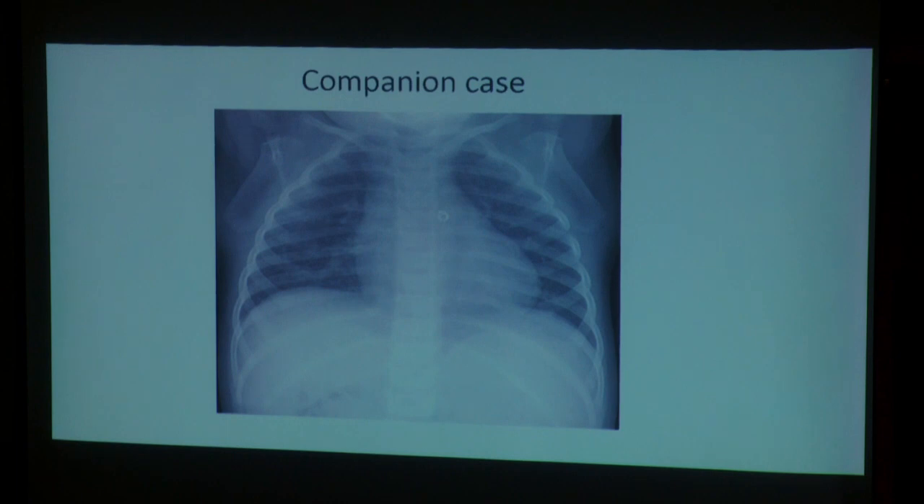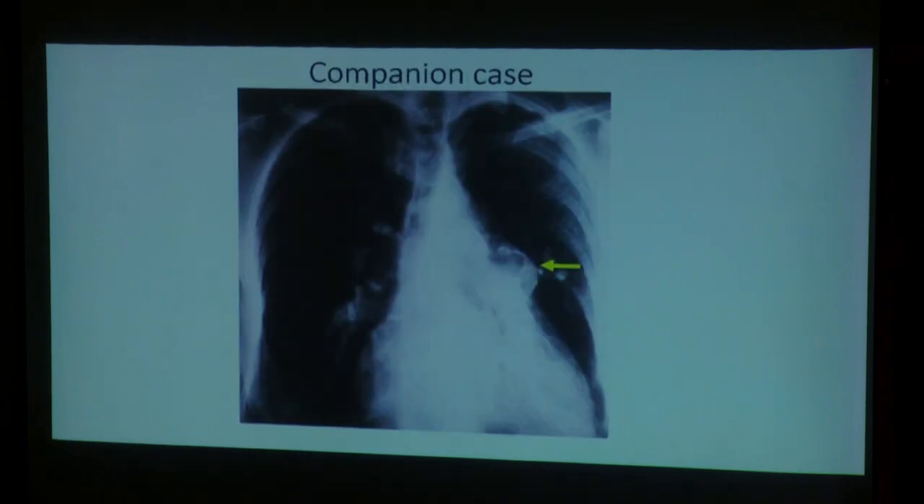This is another companion case. What is it? It's a case of PDA. How is it treated? Patent ductus arteriosus. How do they treat? It is a PDA coil. Another companion case. What is this?